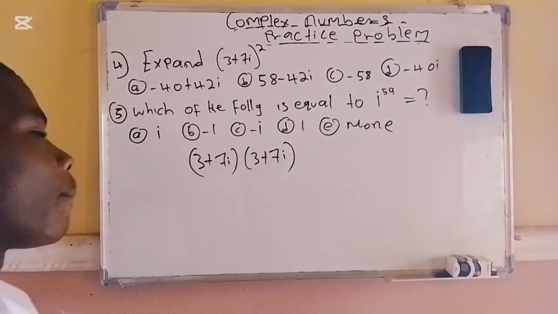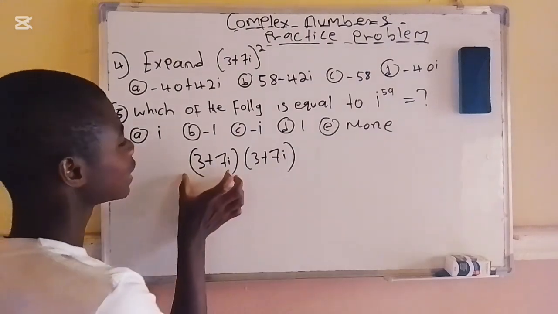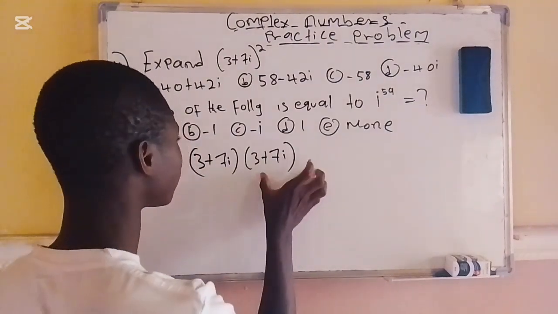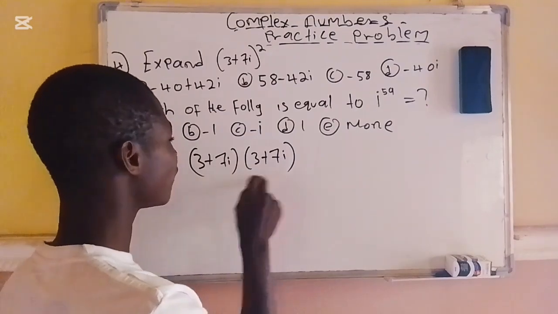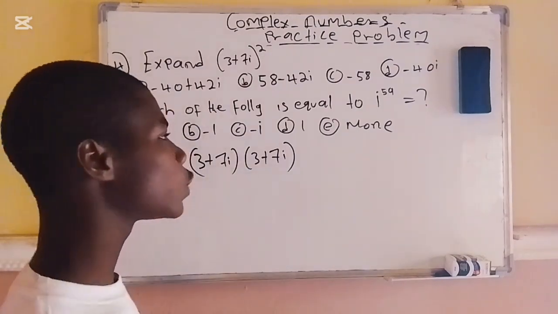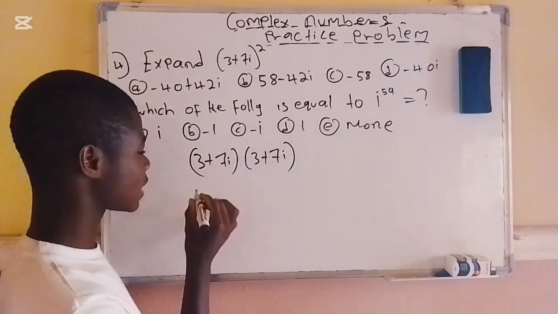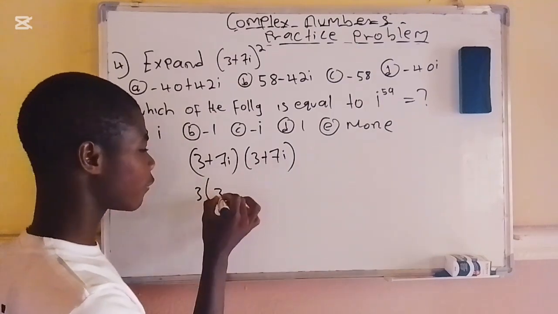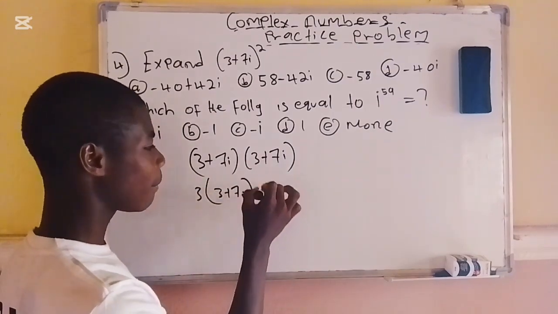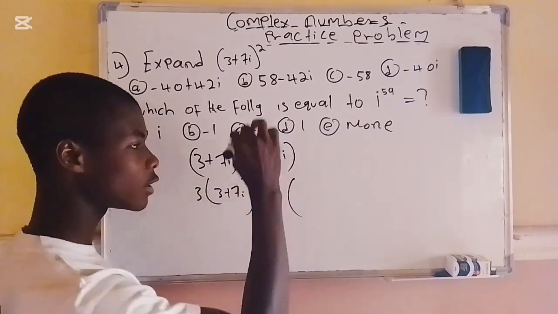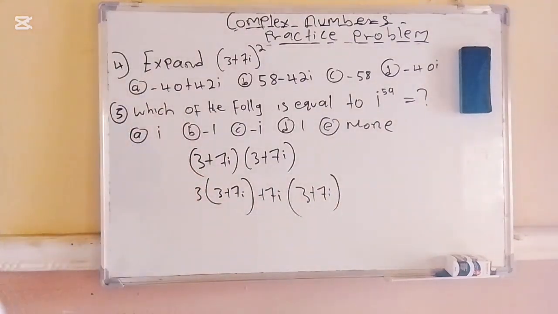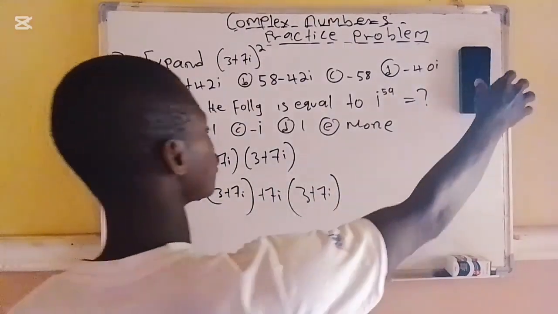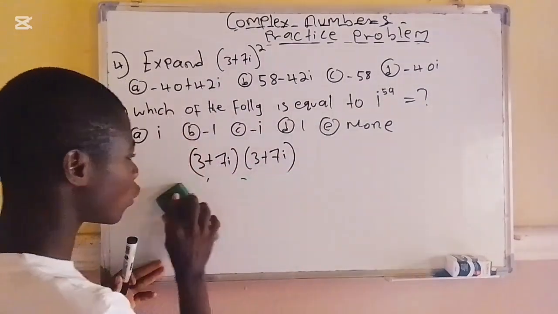To multiply complex numbers, the first bracket should be multiplied by the second bracket. You have to multiply the members of each, and therefore you can simplify it like this: 3 multiplied by the first bracket, 3 plus 7i, plus 7i multiplied again by the second bracket. So you have to choose the way that you are going to multiply.